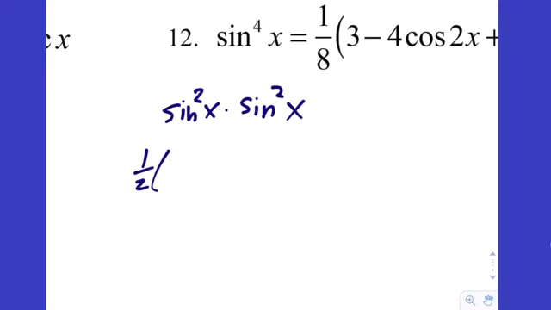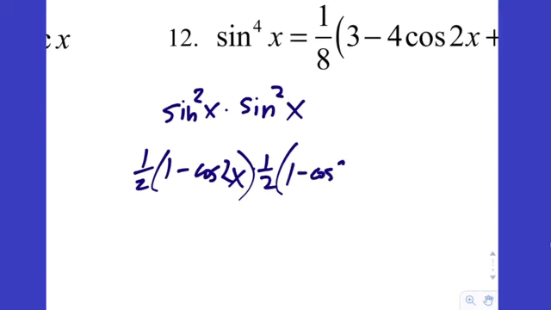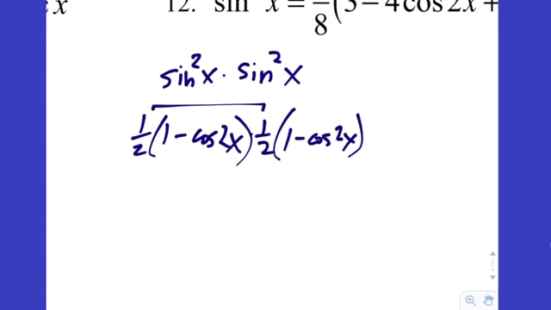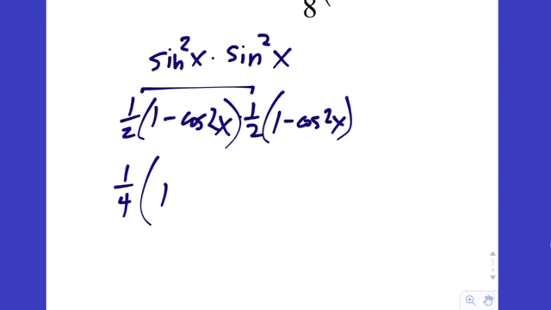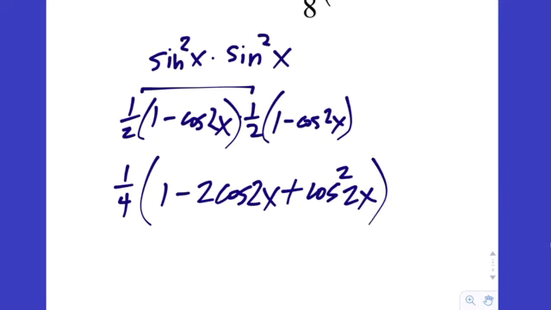So it becomes 1/2 times 1 minus cosine of 2x, times 1/2 times 1 minus cosine of 2x. There it is, twice, right? So now the 1/2 times 1/2, that's a 4th. And now I have 1 minus cosine of 2x times 1 minus cosine of 2x. I can either FOIL that out or square it. I'll do it that way. So you get 1, and when you double and multiply, you get minus 2 cosine of 2x. And when you square it, you get plus cosine squared of 2x.